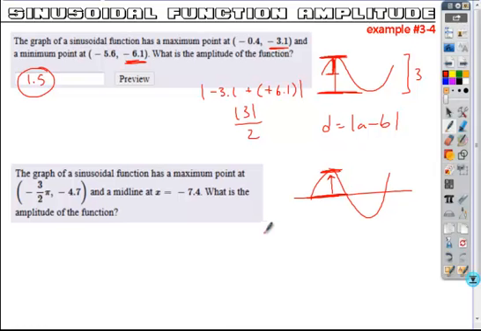So now you're going to find the absolute value of the difference of their coordinates. So here, a negative 4.7 minus a negative 7.4. Minus minus becomes a plus. And so when you calculate this, you get a positive 2.7. The absolute value of that is your solution, 2.7.